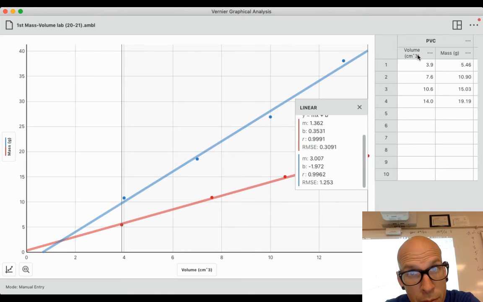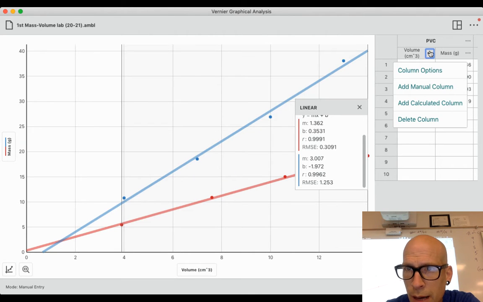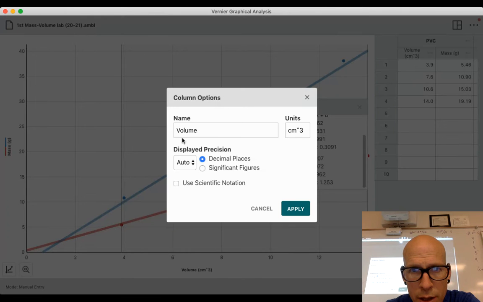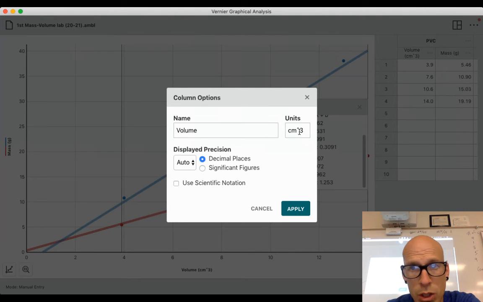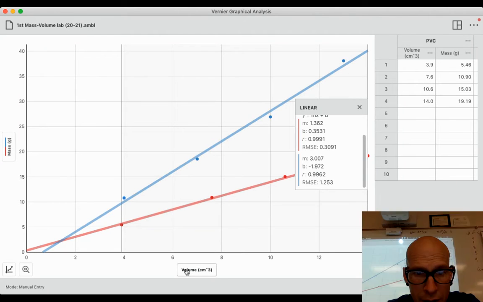I have noticed some folks not putting a unit of measure. So when you get in here to column options and you change the name of the variable on the axis, you are still supposed to put a unit of measure in here. When I walked around, I noticed some of you didn't change the name, didn't put units of measure in. You need to do all of that so that your graph displays the variables, like mass on the y-axis and volume on the x-axis. Hopefully you can make sure that that's done.